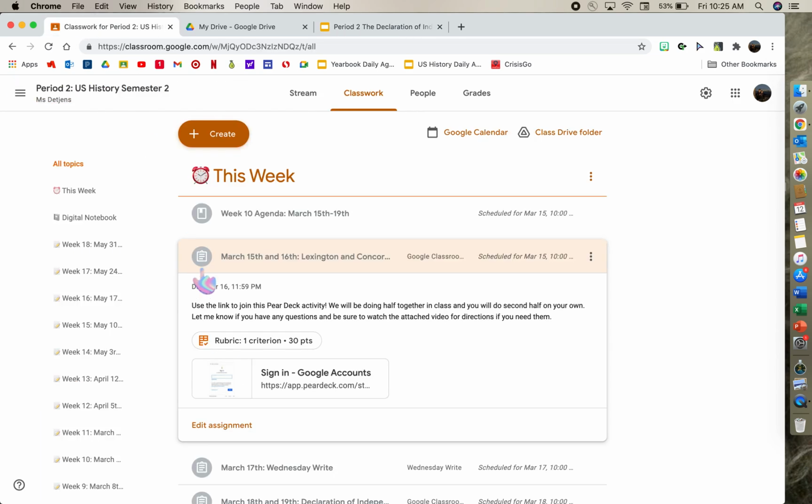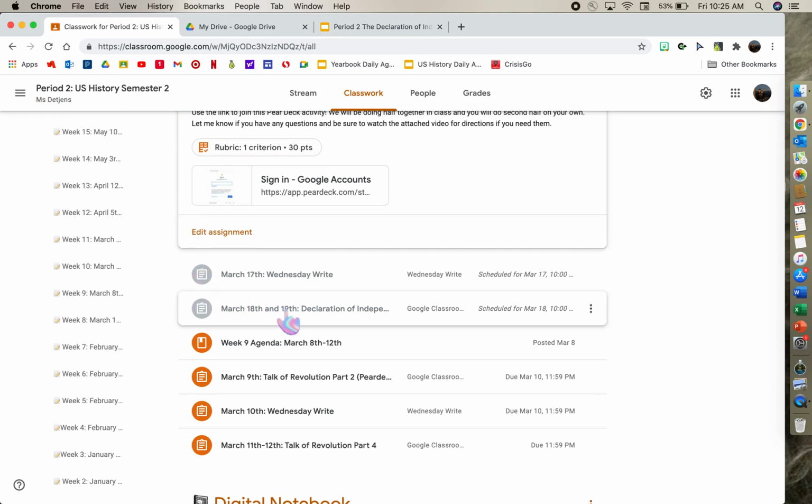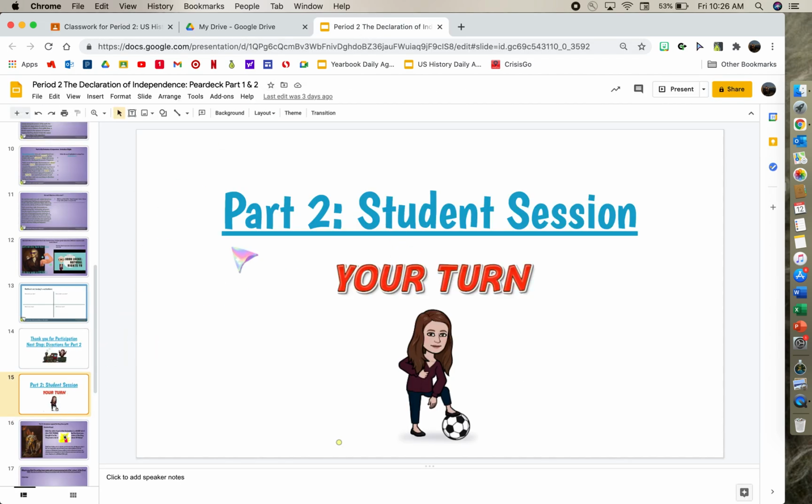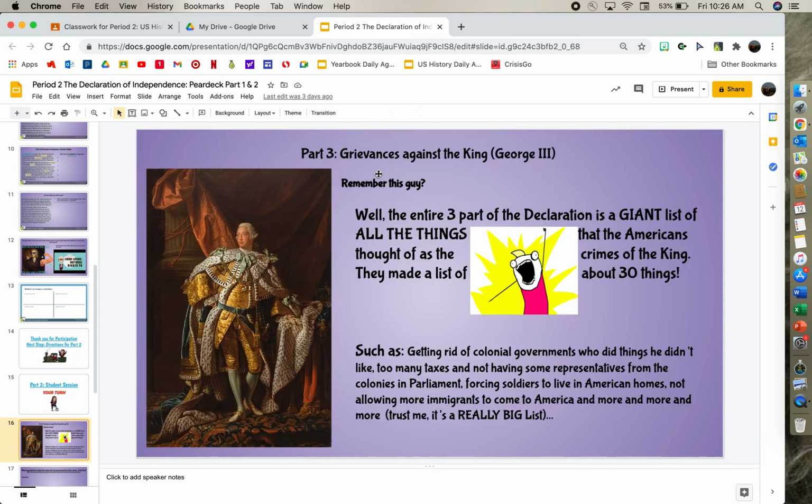The first thing you need to know is how to get to this Pear Deck, which is you just go to this week under classwork, and it'll be Declaration of Independence, March 18th and 19th. And then once you click it, if you were completing it in class, it should pop you out to where you left off. If it doesn't, you can just click through until you get to slide 15 because that's where Part 2 officially starts.